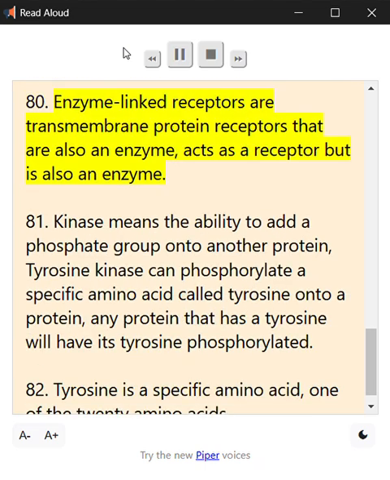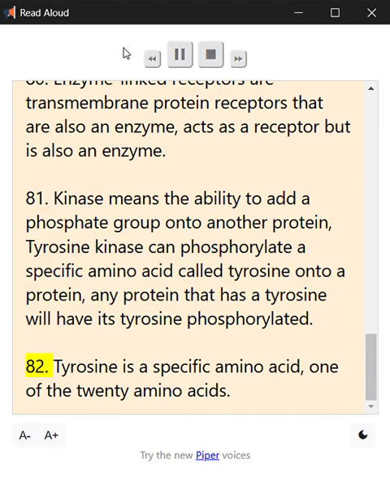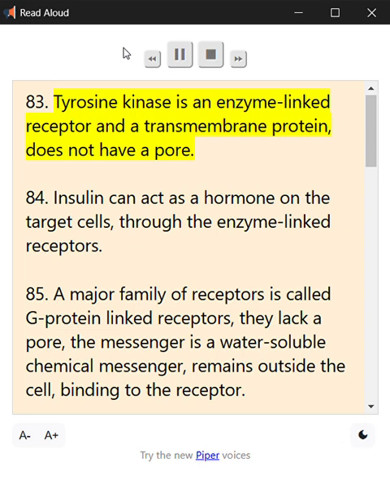80. Enzyme-linked receptors are transmembrane protein receptors that are also an enzyme; it acts as a receptor but is also an enzyme. 81. Kinase means the ability to add a phosphate group onto another protein. Tyrosine kinase can phosphorylate a specific amino acid called tyrosine onto a protein. Any protein that has a tyrosine will have its tyrosine phosphorylated. 82. Tyrosine is a specific amino acid, one of the 20 amino acids. 83. Tyrosine kinase is an enzyme-linked receptor and a transmembrane protein, and does not have a pore.